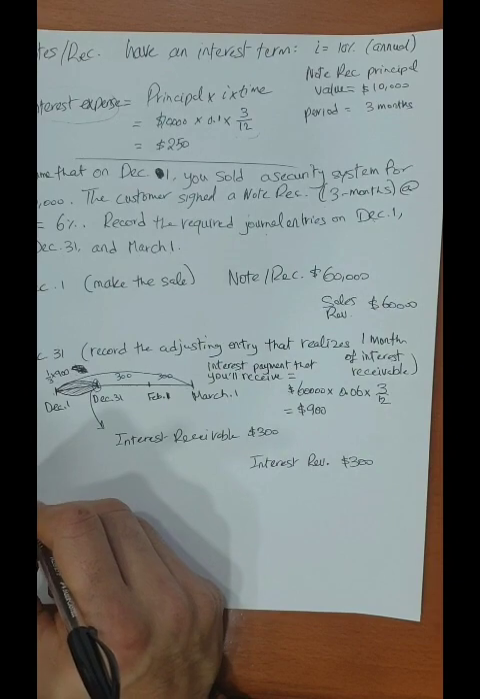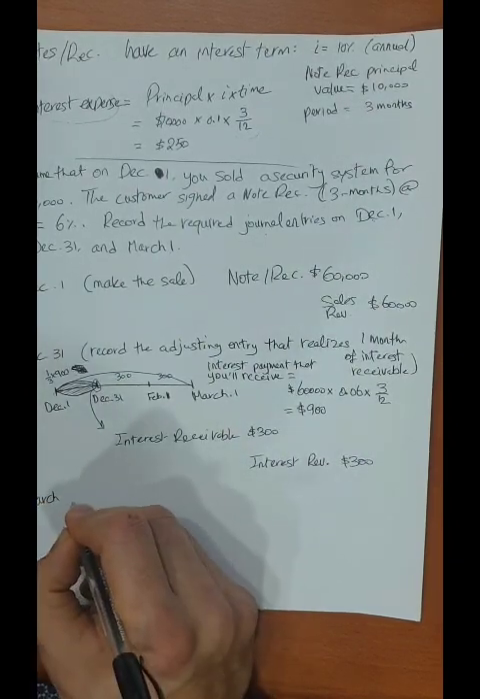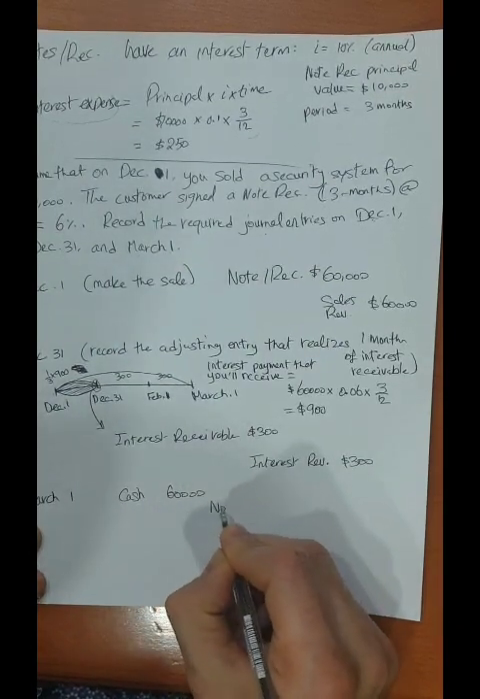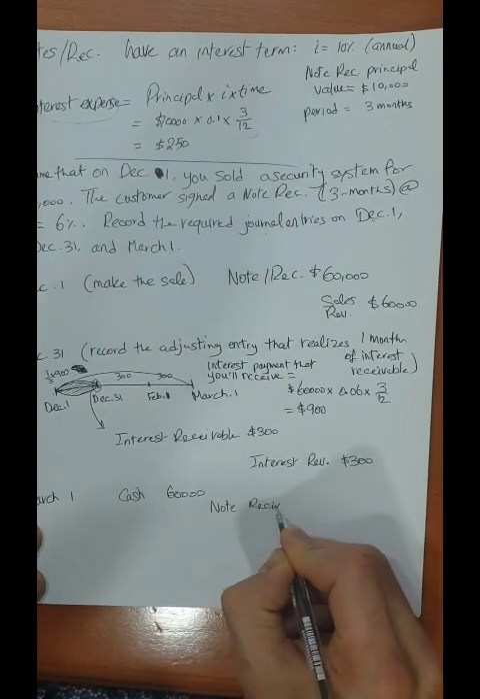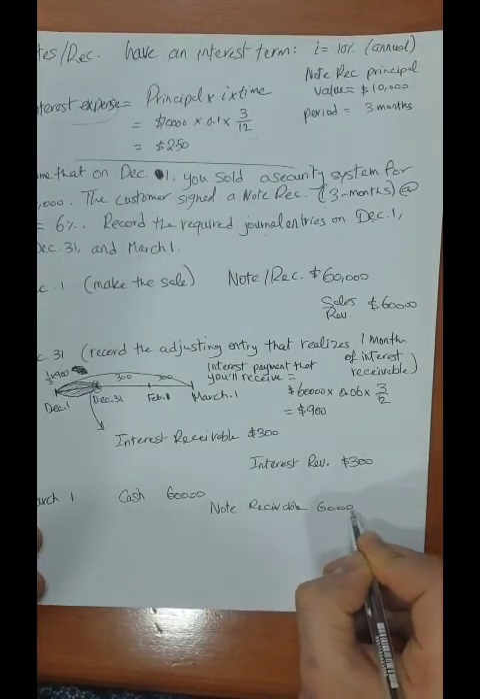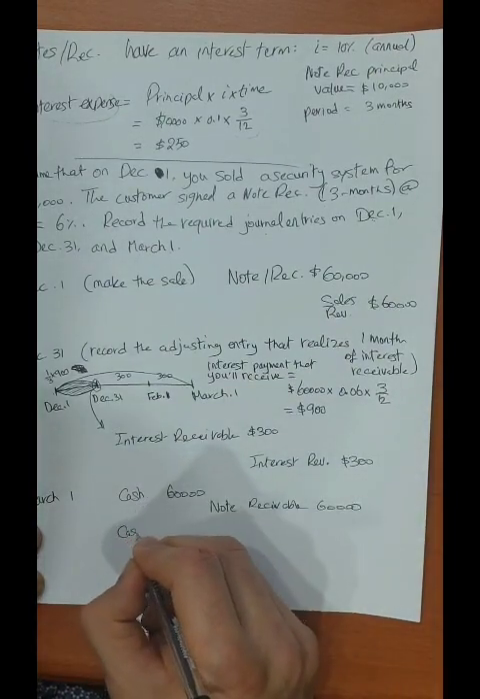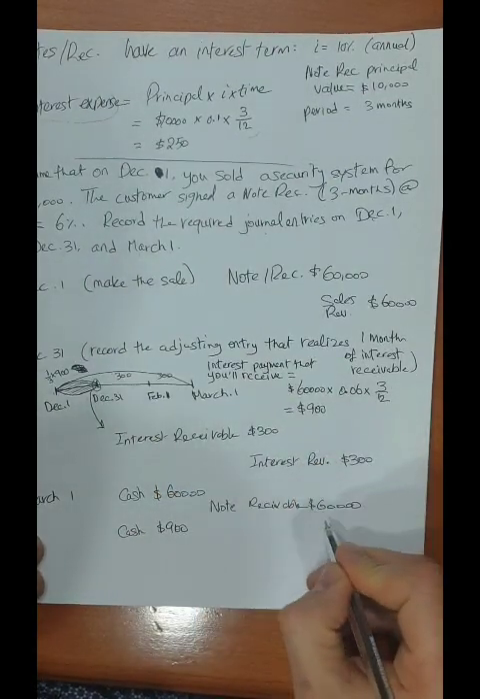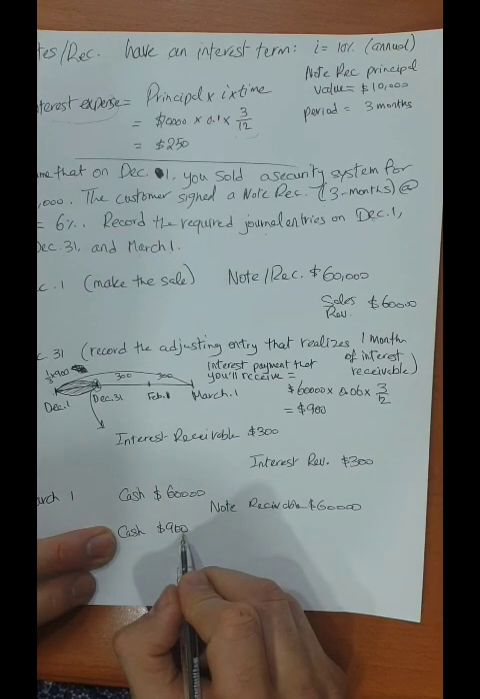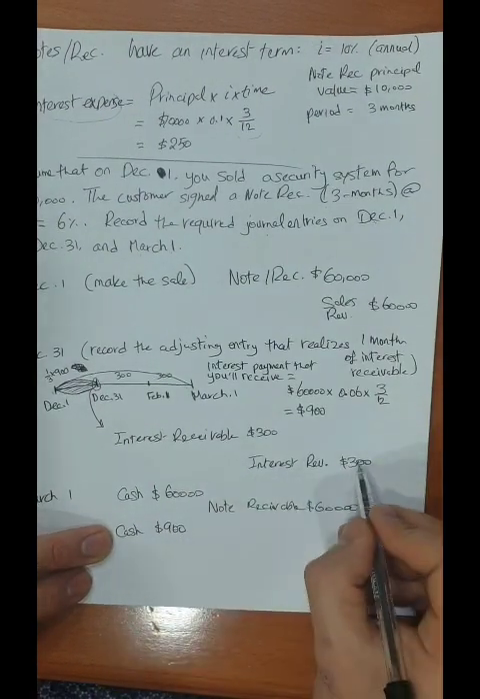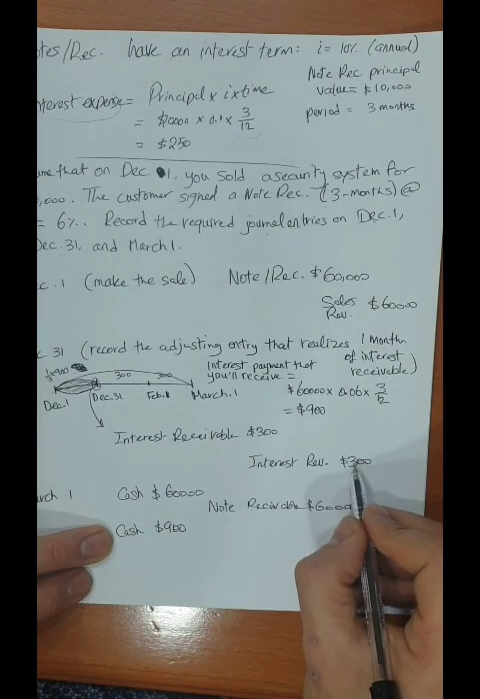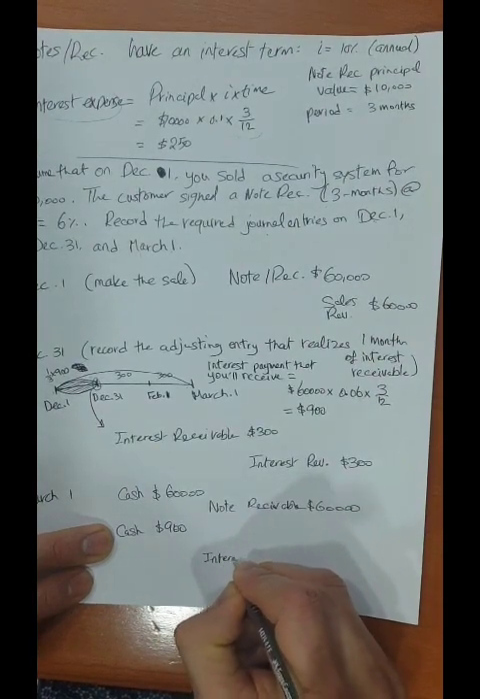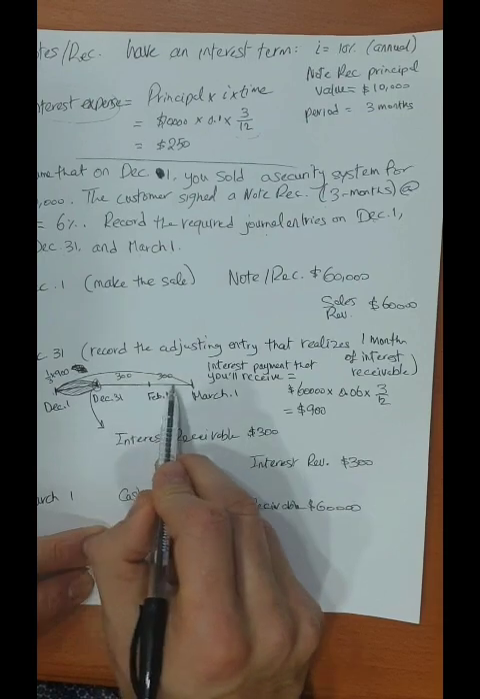Finally, on March 1, first thing you will receive is the cash of the $60,000 that will offset the note receivable. So now you remove the note receivable from your books and you receive the cash. The other part of the receipt is the $900 cash, which we computed over here. This $900 cash is an interest revenue. 300 of it has been already recorded on December 1. So the remaining of the interest revenue is the 600, which are these 2 months, right?